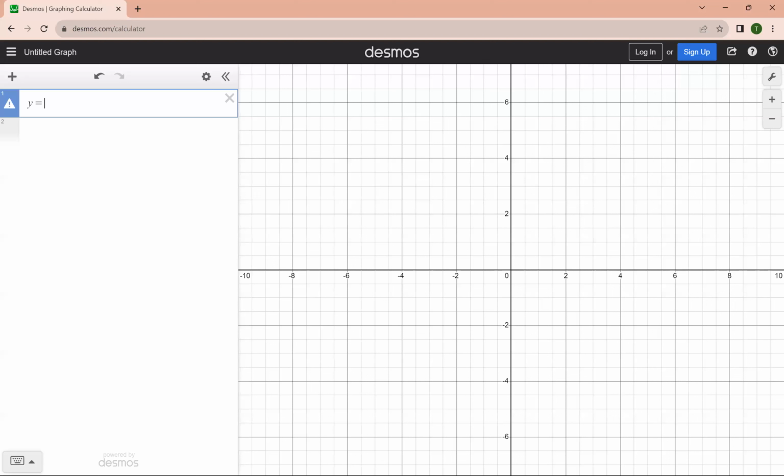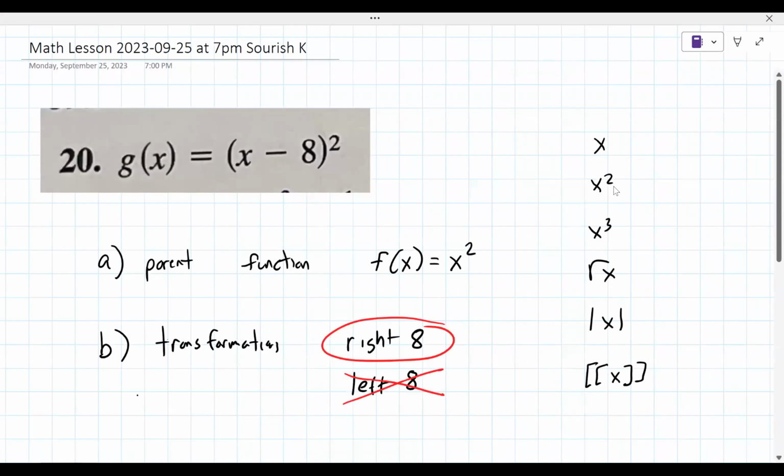Okay, Sourish, these are the parent functions. Which one of these is it? Sorry, you can't see that. Let's go back to that. Okay, these are the parent functions. Which one is it? What did you write for the letter A? The second one, x squared. Okay, x squared. Good. That's what I'm asking for.